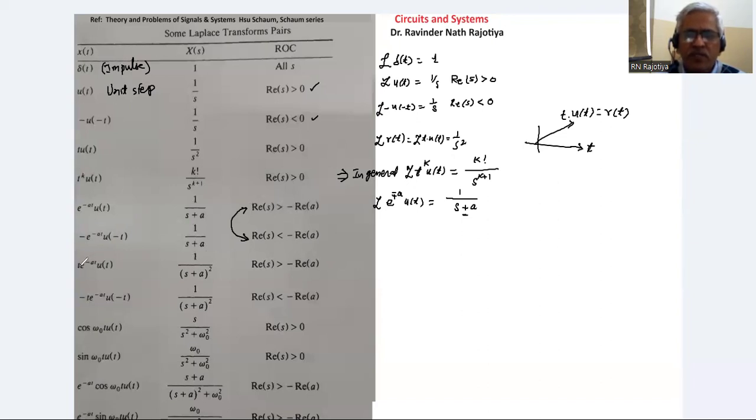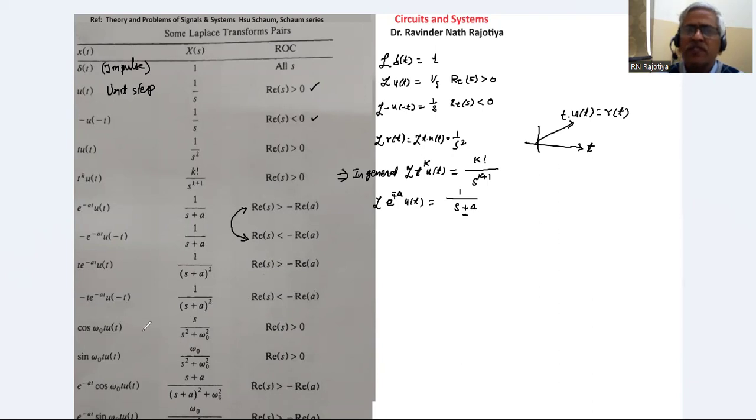Similarly, if you go with the negative side of it, then minus of t e power of minus at u of minus t on the left sided, and the negative side, the Laplace is equal to 1 over S plus A whole square, but the ROC is for real part of S less than negative of real part of A.